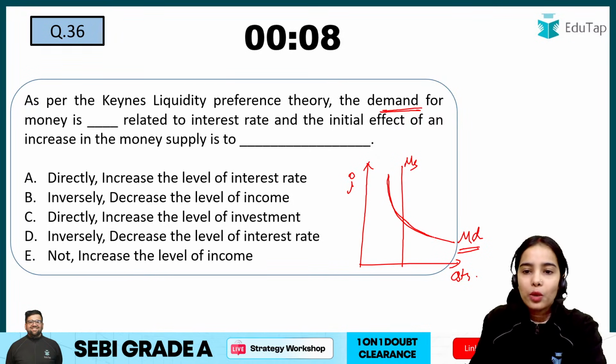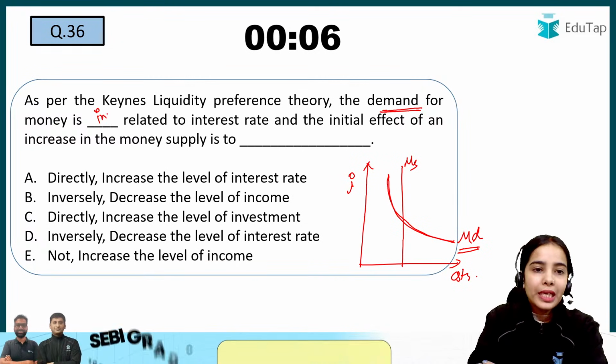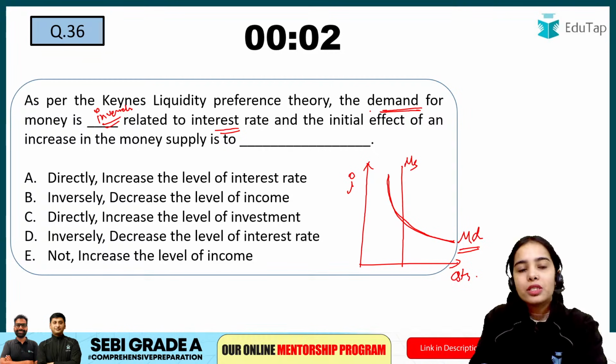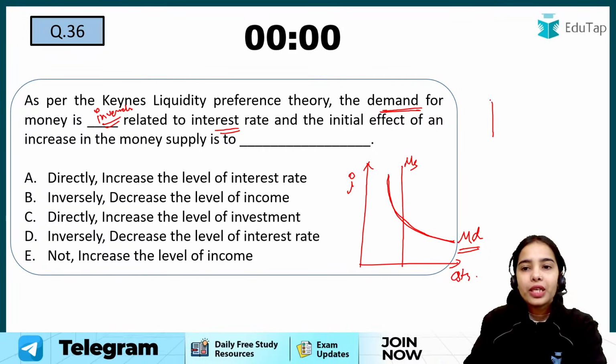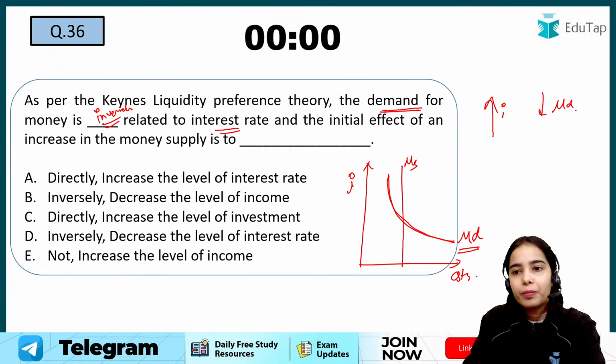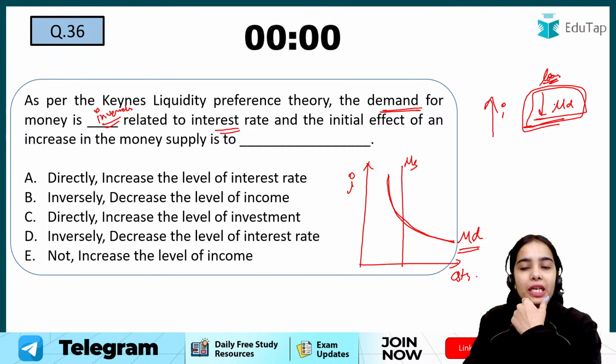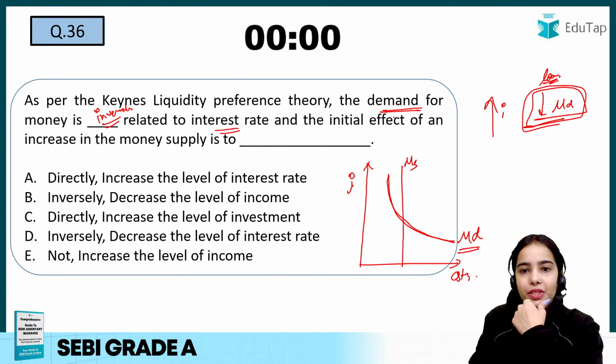Here demand for money is downward sloping. So demand for money must be inversely related to interest rate. Demand for money is inversely related to interest rate. If interest rate is high, we will demand less money because interest rate is very high. So if we demand the money, if we take loans, basically, it will be very expensive. So we will demand less money. So at high interest rate, we will demand less money. Okay.